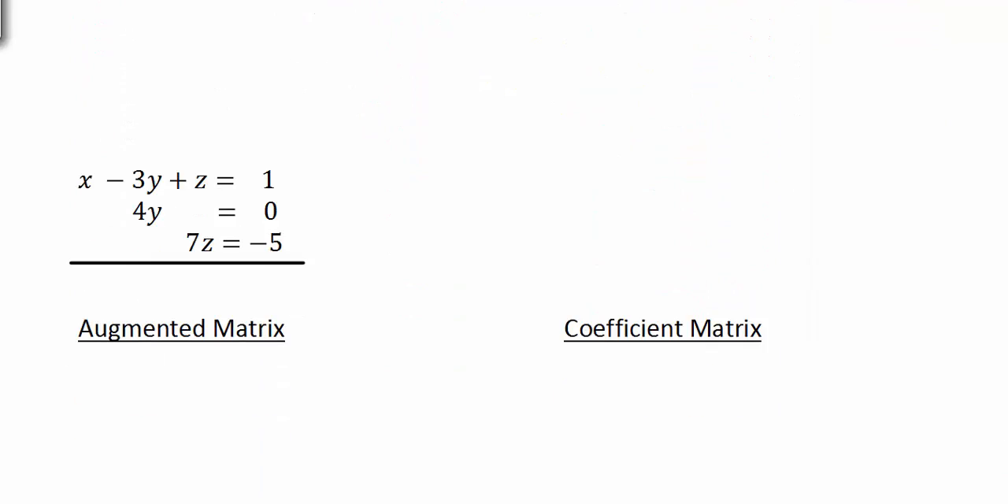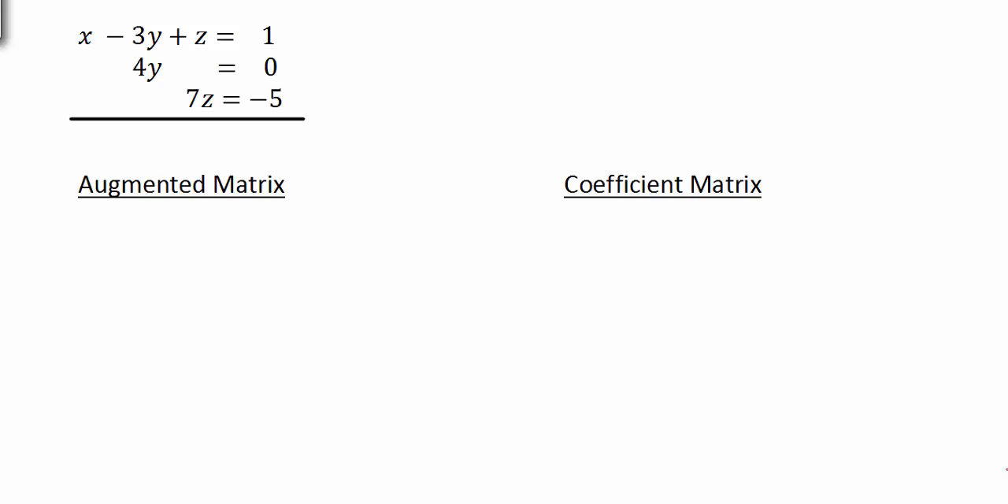All right, let's look at an example of how we can transform a system of equations into a matrix. Here we're going to look at two different types. The first matrix is what's called an augmented matrix. Here we have our system: x minus 3y plus z equals 1. Notice there's no x or z in the second equation, so all we have is 4y equals 0, and the last equation is simply 7z equals negative 5. We want to transform this into an augmented matrix, and basically that means we're going to bring down the coefficients.